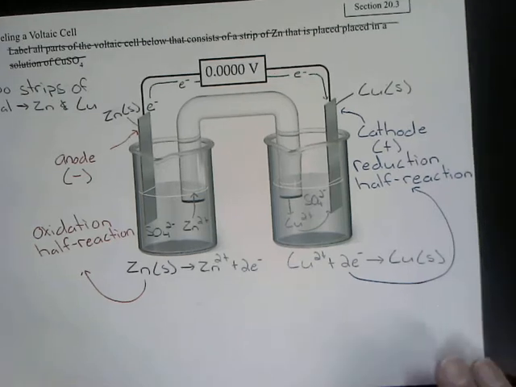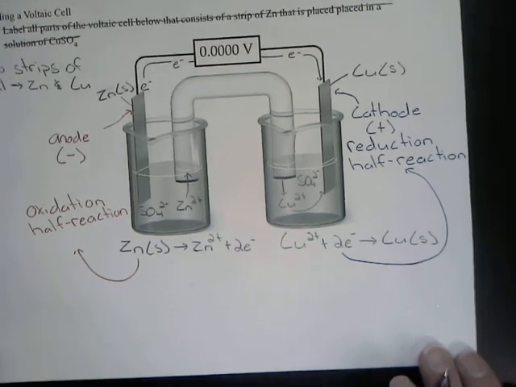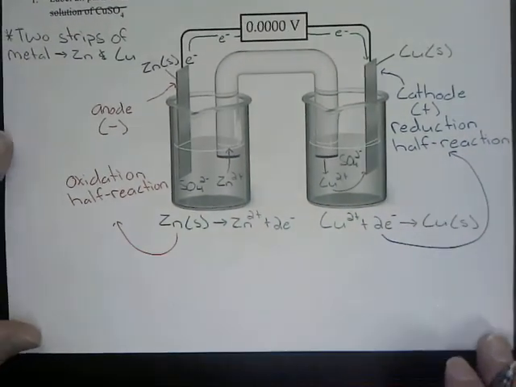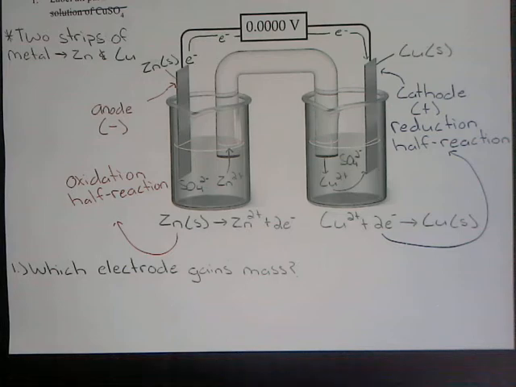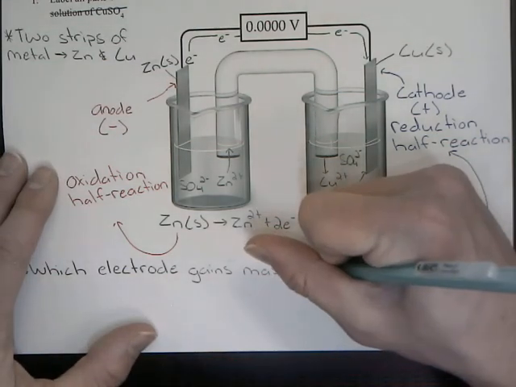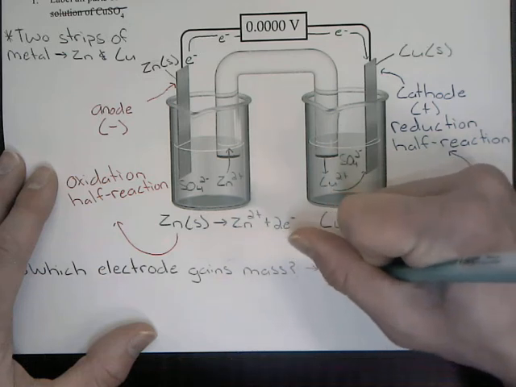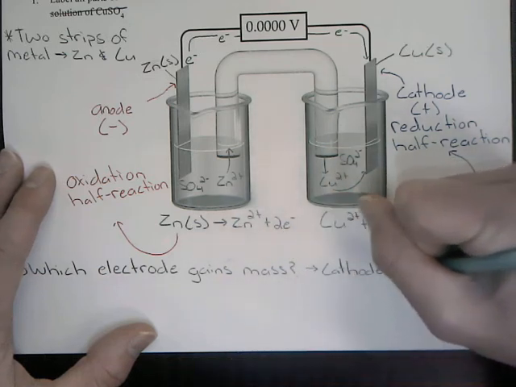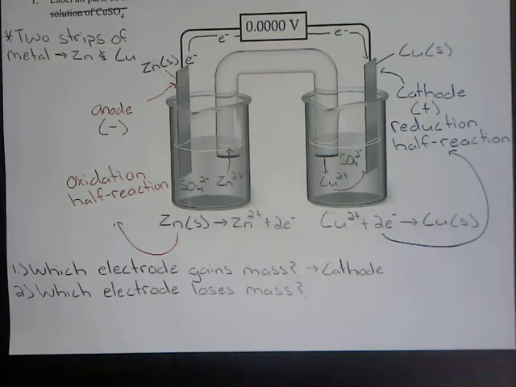Now, I want to talk just briefly about a few things that are happening here. I want to ask the question of this. Number one, which electrode will gain mass? And the answer to that is the cathode. The cathode gains that mass. Now, my other question here that I have right now is which electrode loses mass? And the answer to that is the anode.